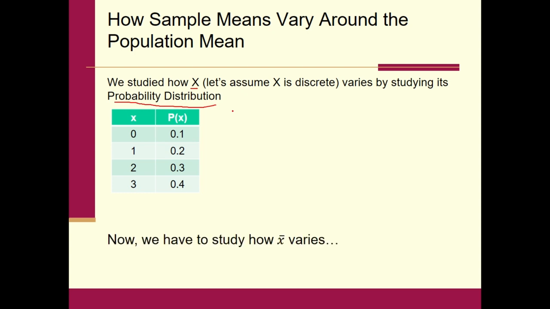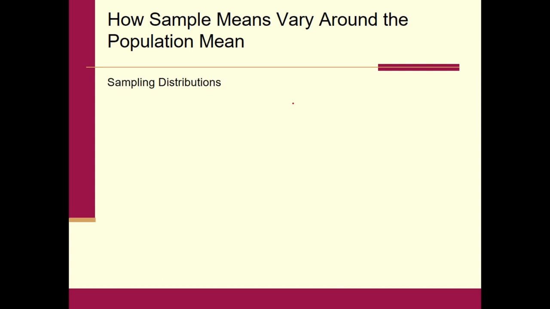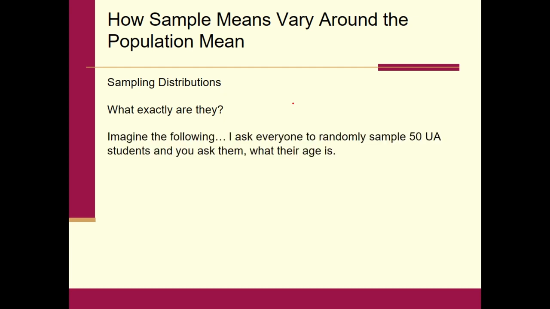Now we have to study how X bar varies. Notice these are very similar. We have a probability distribution for how X varies. Sampling distributions are how statistics vary. Sampling distributions help us understand how X bar and other statistics vary, whereas probability distributions help us understand how X is changing. So sampling distributions, what exactly are they? You have to imagine the following.